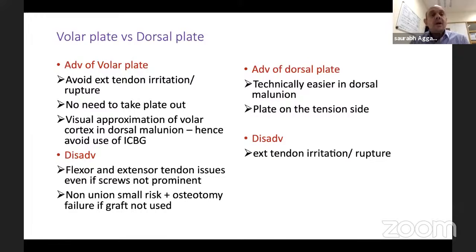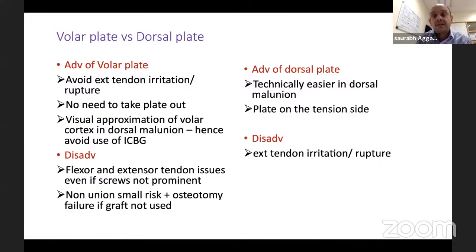Last few slides, sorry. So we've been talking about dorsal malunion, and we've been saying that if possible, do a volar approach, try and avoid a dorsal approach. Why is that? So as we know from fixing our distal radius fractures, if we come from the volar side, hopefully it should avoid extensor tendon irritation and ruptures. Not always the case, but hopefully. Then, because volar surface is concave, plate can sit nicely there and no need to take it out. And other important advantage is, we've been talking about this volar cortical contact.